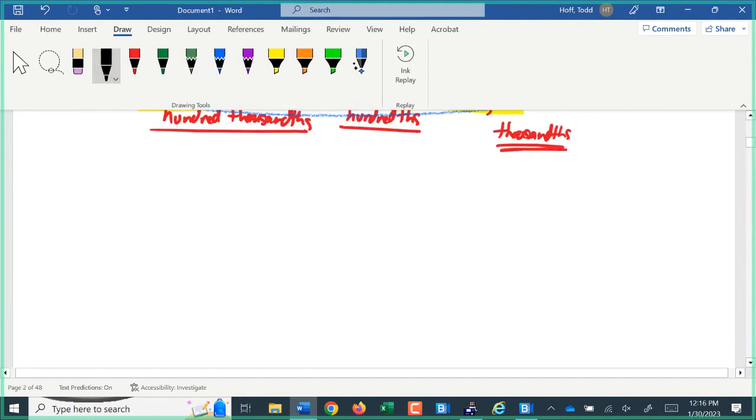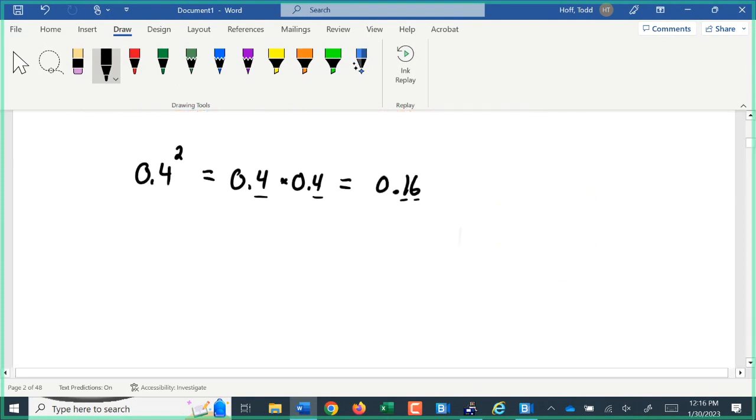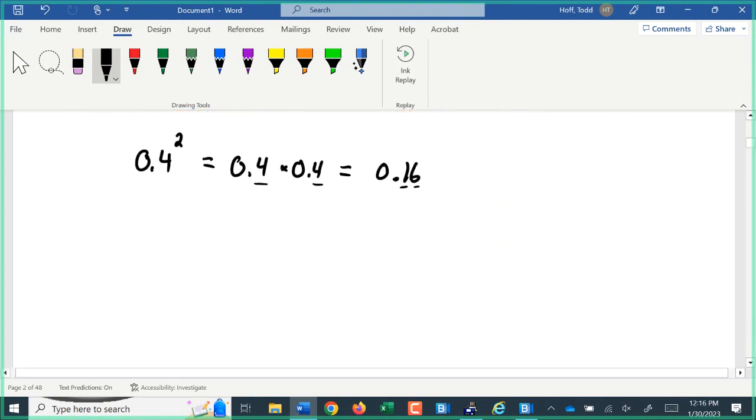Now as we look at our last set of operations, powers and roots, we want to look at taking something like 0.4 squared. Well, 0.4 squared, of course, means 0.4 times 0.4. Multiply that out. 4 times 4 is 16. 1, 2 decimal places. You get 2 decimal places. 0.16. That one's relatively predictable. The one thing we do have to remember is when we multiply by something smaller than 1, we get a result smaller than 1.